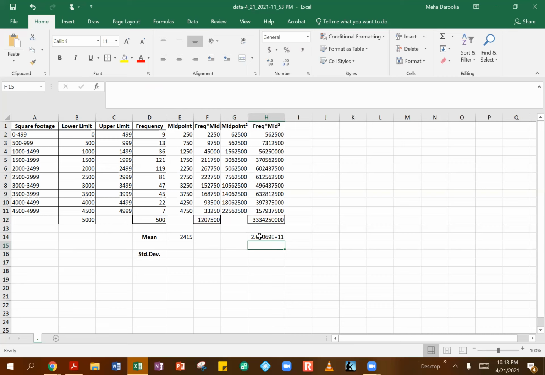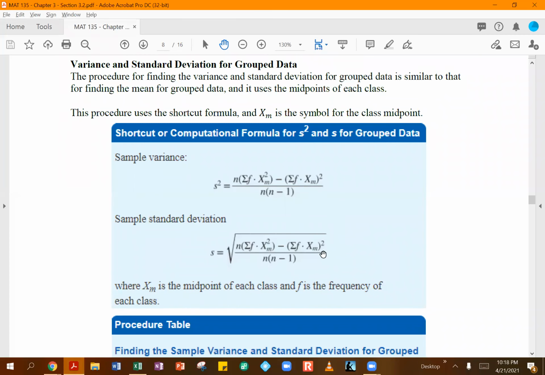Okay, so that will give me this total over here. And you know, this is just giving it to you in scientific notation because this is a pretty large number, but that's okay. Just let it be in that format for now. So this actually has helped us calculate the numerator. So we did n times frequency times the x square columns total minus frequency times just the midpoint and then squared the whole thing. Now we need to divide this number by our total of the frequency column times n minus 1.